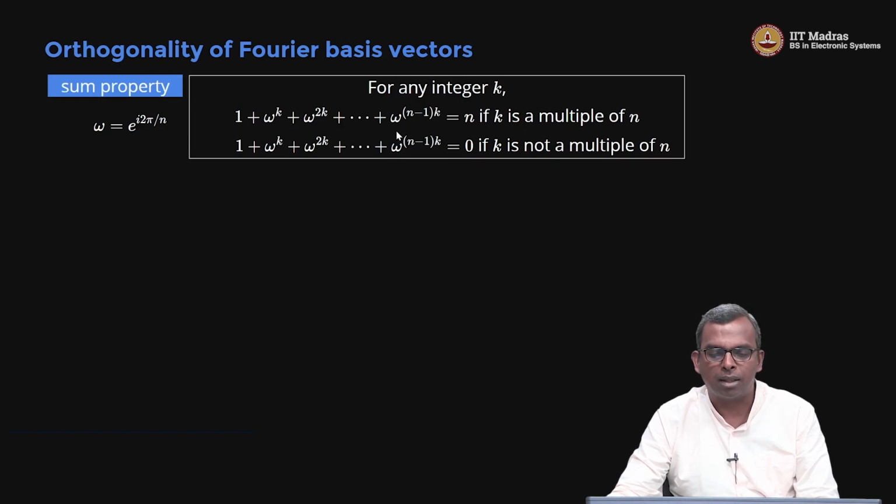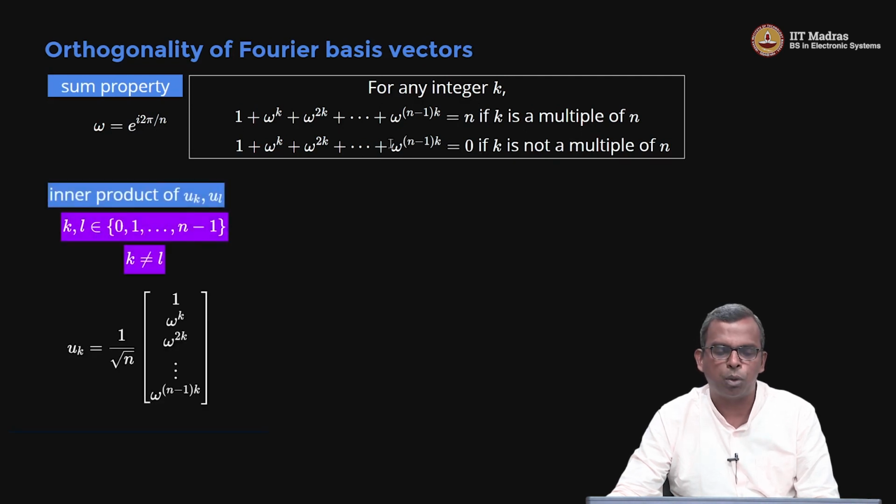Okay, so this is a property. We're going to use it to show orthogonality of Fourier basis vectors. We'll come back and prove this later. Okay, so what we need to compute is the inner product of uk and ul, where k and l are two different numbers in the set 0 to n minus 1. So this defines two different Fourier basis vectors.